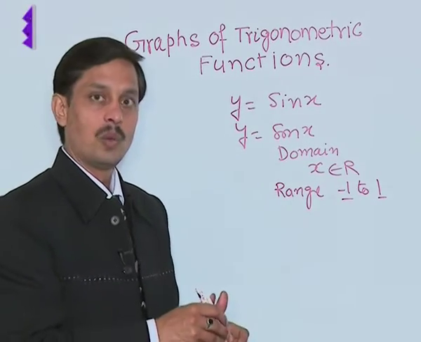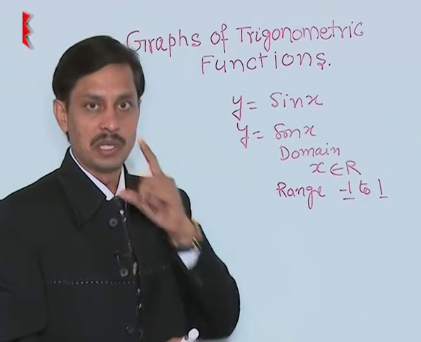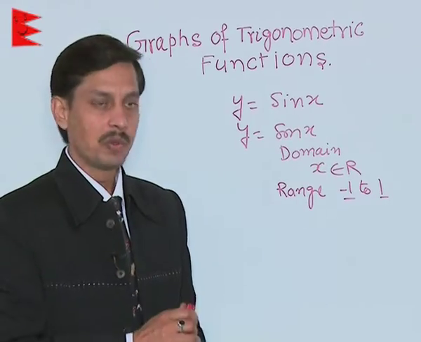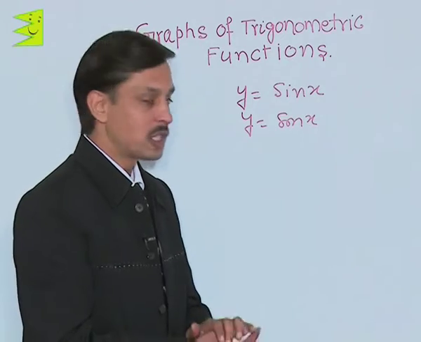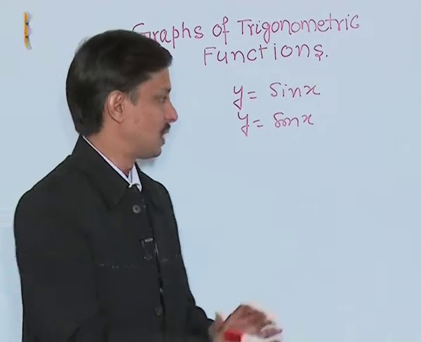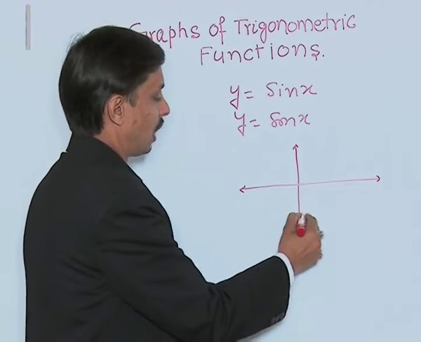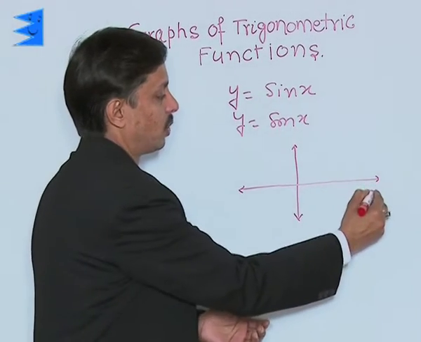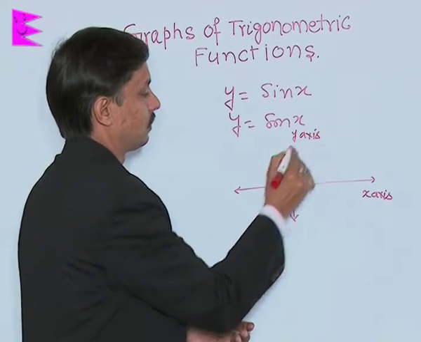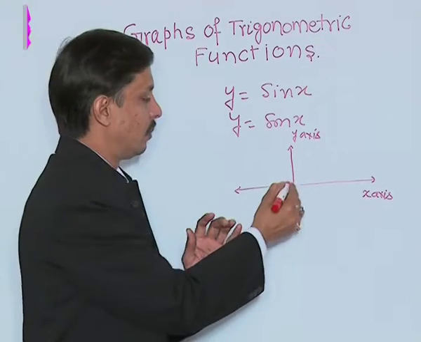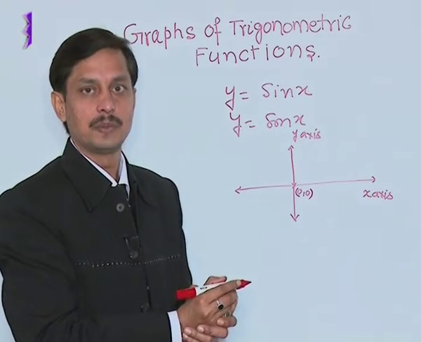Now, after getting the domain and the range, I want to tell you what its principal domain is. I will explain that while I draw the graph of the sine function. Now I would like to explain how to draw the graph of the sine function. To draw the graph of sine x, we have to take two axes. One is the horizontal, as usual the x axis, and the vertical one is the y axis. Where they meet, the point of intersection is known as the origin, that is 0, 0.